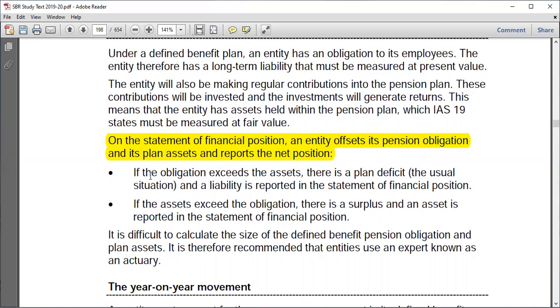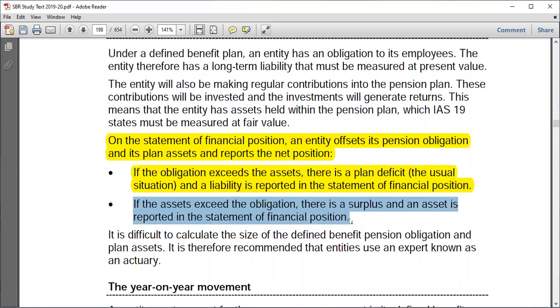If the obligation exceeds the asset, that means if the plan liability is greater than the plan asset, then the net is the plan deficit. So it would stay in the statement of financial position on the liability side, right? So a liability is reported in the statement of financial position. In case the plan assets are greater than the plan obligation, we mean that there is a surplus, and so an asset is recorded and reported in the statement of financial position. That's one important point to note here.